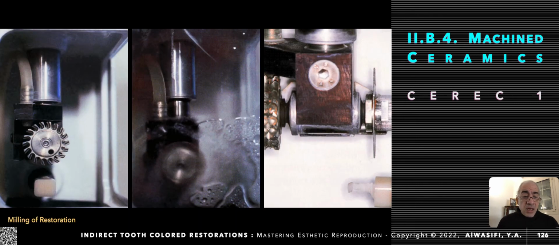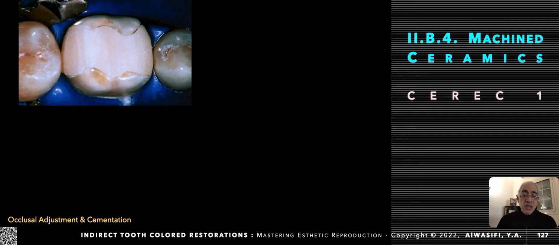And then comes the disc cutter for milling the restoration, which cuts in only 2 dimensions, not 3D dimensions, okay, and showing you also how much water they used to reduce heat generation and avoid cracks of the pre-ceramic blocks. This is the final restoration produced by CEREC 1, which was at least 35 years old.